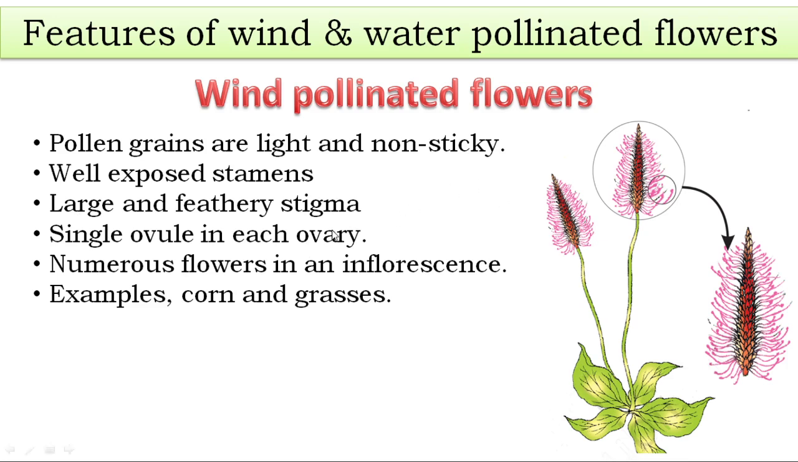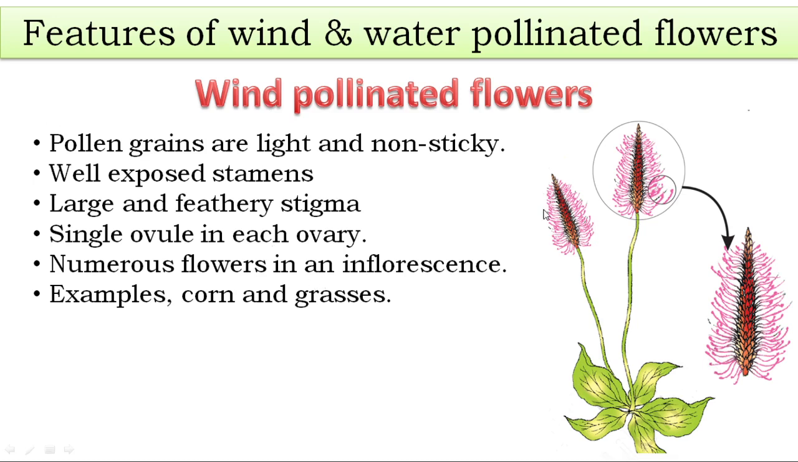And inside each ovary there is a single ovule, which means there is only one gametophyte in each ovule, right? And the number of flowers in an inflorescence is numerous. There are many small flowers in a group. Inflorescence, flowers in a group. So in wind pollinated flowers, the number of flowers in an inflorescence is large. We can take examples of corn, magenta, and grasses. So the flowers of corn and grasses, the pollination is done by wind.